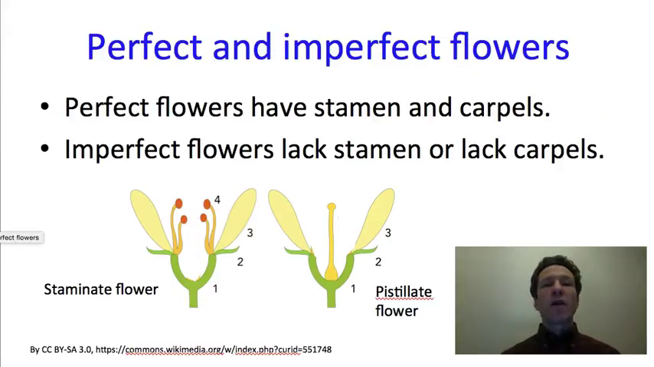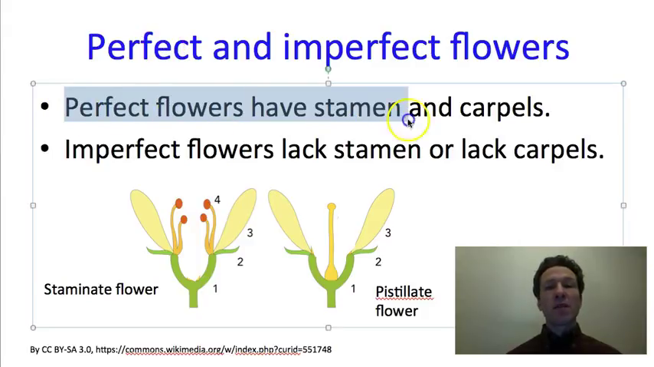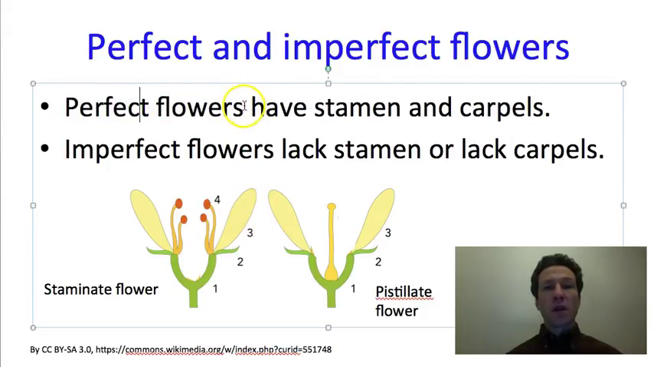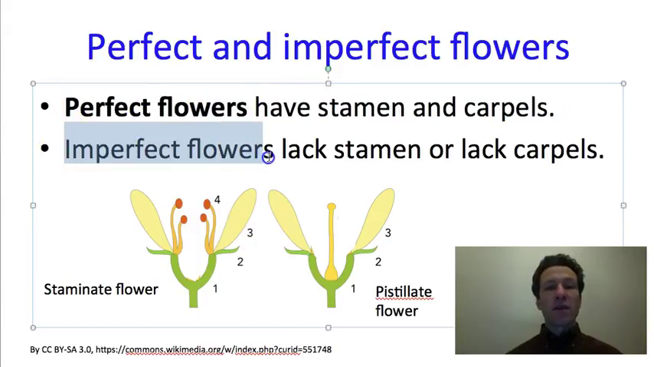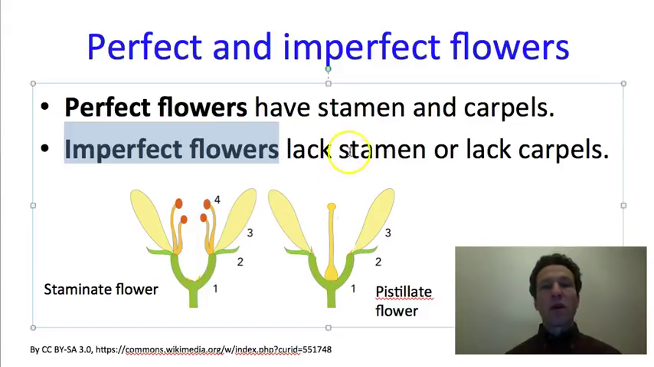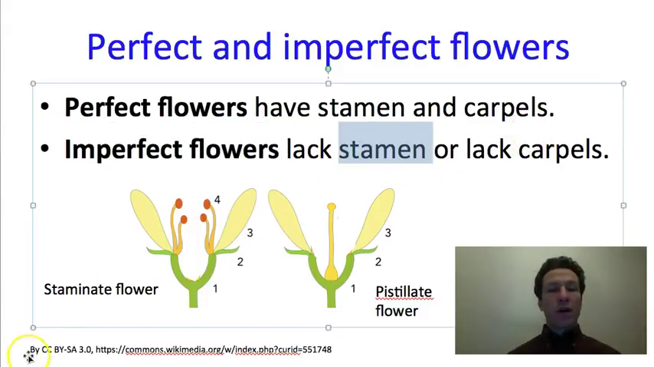We are going to move on now and talk about some other ways that plants control whether they self or cross-pollinate. To do this, we need to define the difference between perfect and imperfect flowers. Perfect flowers have both stamen and carpels. So we're not going to worry about petals and sepals. Those don't apply here. We're just going to focus on stamen and carpels. Remember, the stamen is the male part containing pollen, the carpel is the female part containing the ovule. Imperfect flowers, then, lack one of the two. They either lack stamen or they lack carpels.